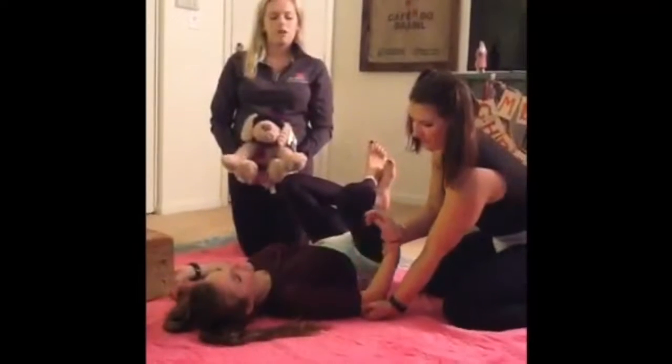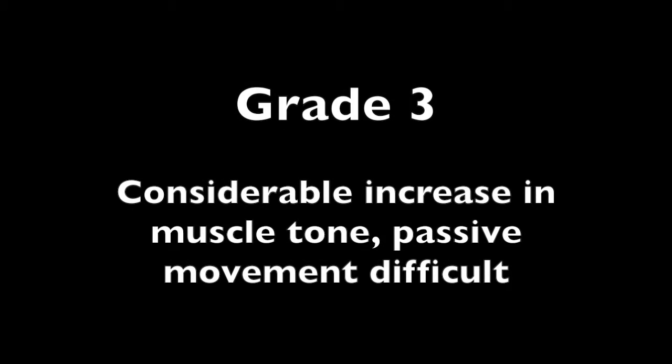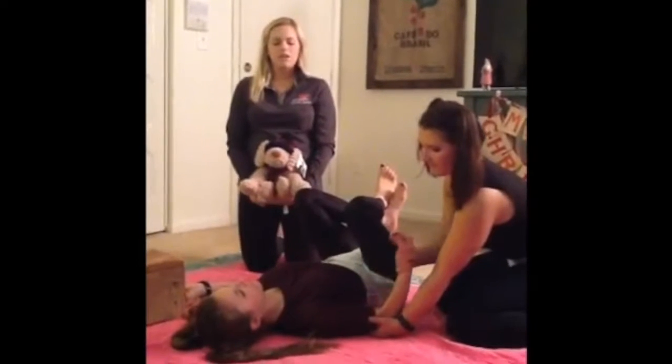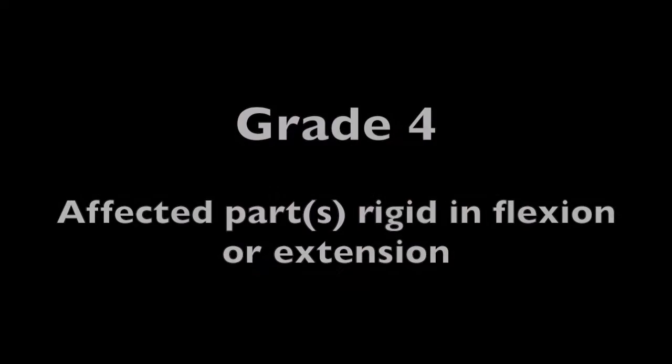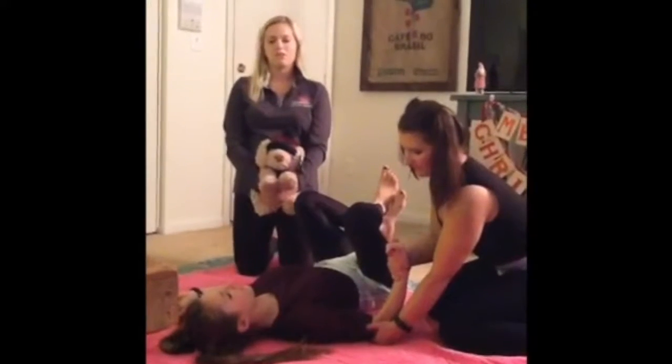This is a 2 on the modified Ashworth scale because there's a marked increase in muscle tone. This is a 3 on the modified Ashworth scale because passive movement is difficult. This would be a 4 on the modified Ashworth scale because her limb is very rigid.